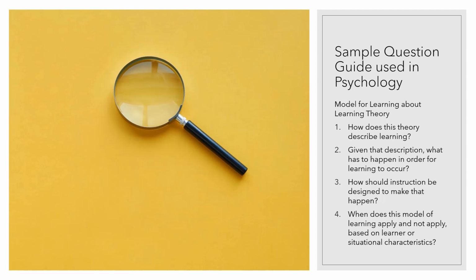Question three, how should instruction be designed to make that happen? This can be a question that you may want to use as an instructor. How can you impact the learning of your students centered around the theories that are being presented in the psychology content curriculum? And number four, when does this model of learning apply and not apply based on learner or situational characteristics?